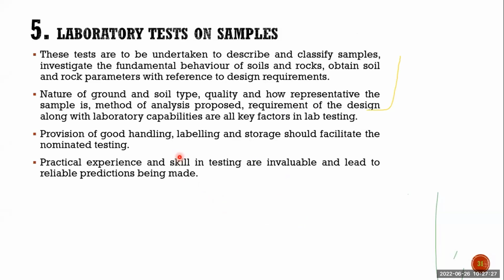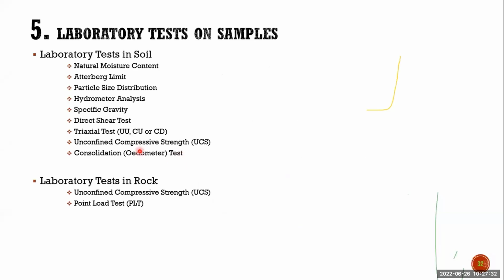Then lab tests on the sample. We already mentioned that the sample should be representative, and we have different lab tests. Natural moisture content; Atterberg limits to know the plasticity characteristics of the soil; grain size distribution, to know how fine the soil is, whether it is fine grained or coarse grained; hydrometer analysis, if it is very fine soil, to determine how much percentage of clay and how much percentage of silt is there.